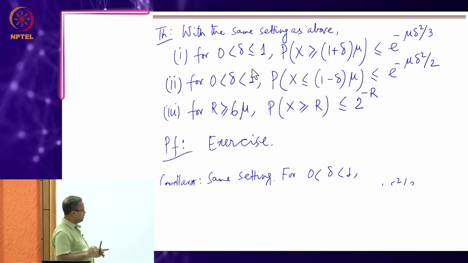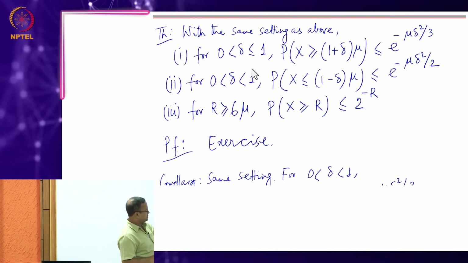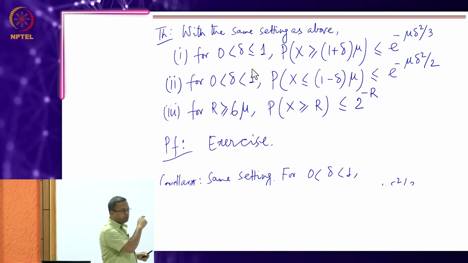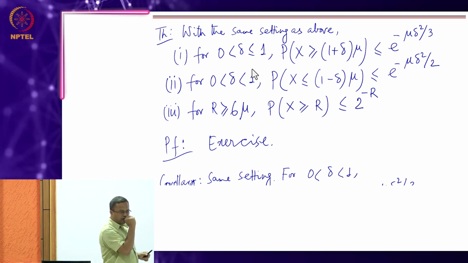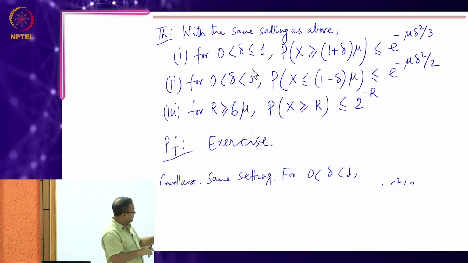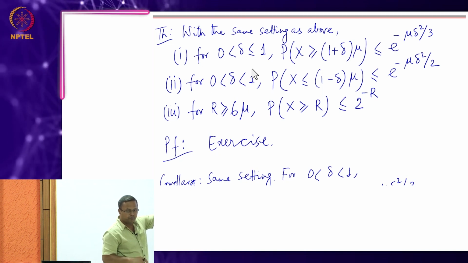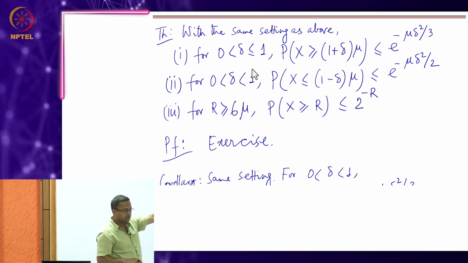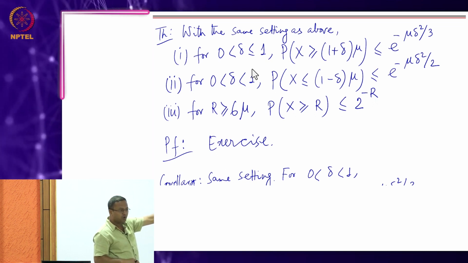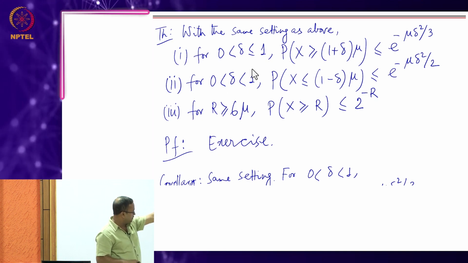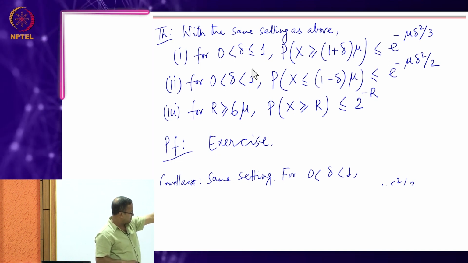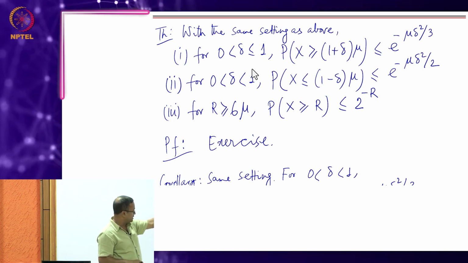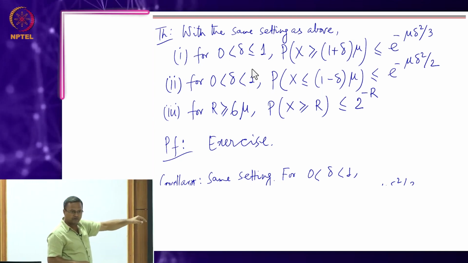Why? It is easy to see that for the first term you can rewrite it as x greater than or equal to mu plus mu delta, right. Bring mu to the other side, so you have x minus mu greater than or equal to mu delta. Similarly, for the lower one, number 2, you will have x less than or equal to mu minus mu delta. Bring mu to the other side, x minus mu is less than or equal to minus mu delta, fine.